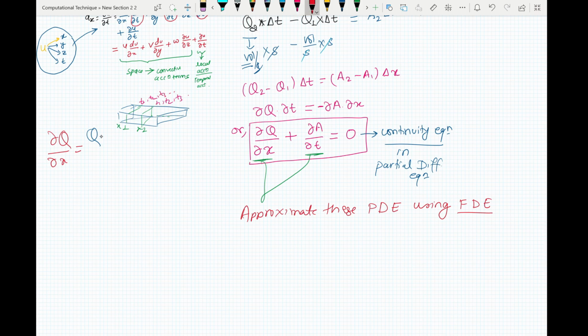Then you can use either backward or forward approximations. So let's use backward approximation in this. So we can write this one as q at, let's say, x2 at time t2 minus q at x1 at time t2 divided by delta x. Let's say q at x1 t1 is known, but we are using t2 here, therefore such a scheme here is known as implicit.